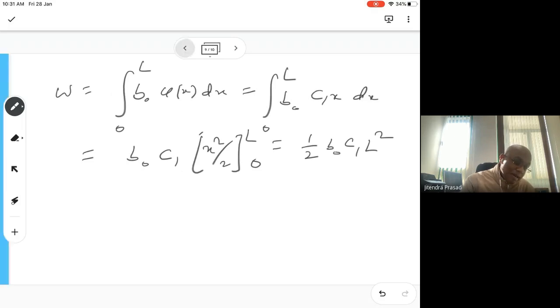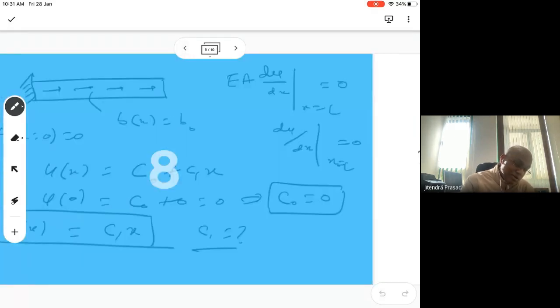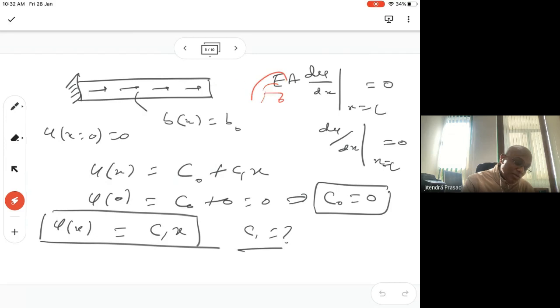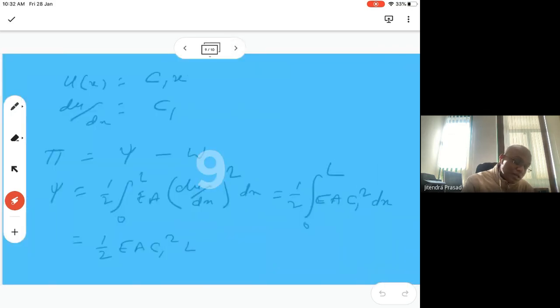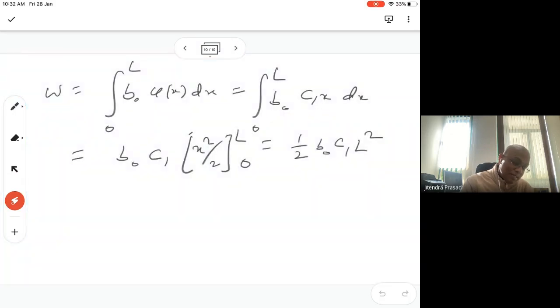F naught here is 0, so there is no work done because of this term, and we will not write anything about that. Automatically this condition is applied. There is no work done itself, so there will be no contribution. If you had some value F naught, then that would appear: F naught times u at L, meaning c1 L, you would have to multiply. Those things are automatically taken care of. Okay, so you have W equal to this.